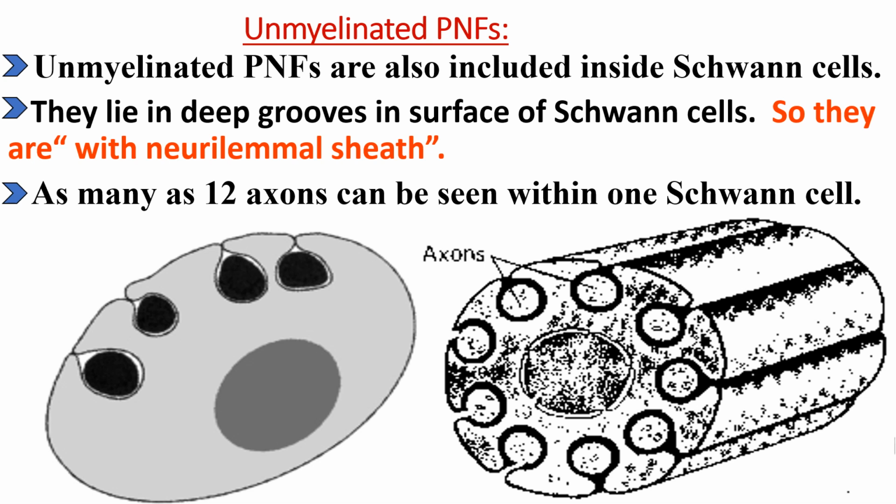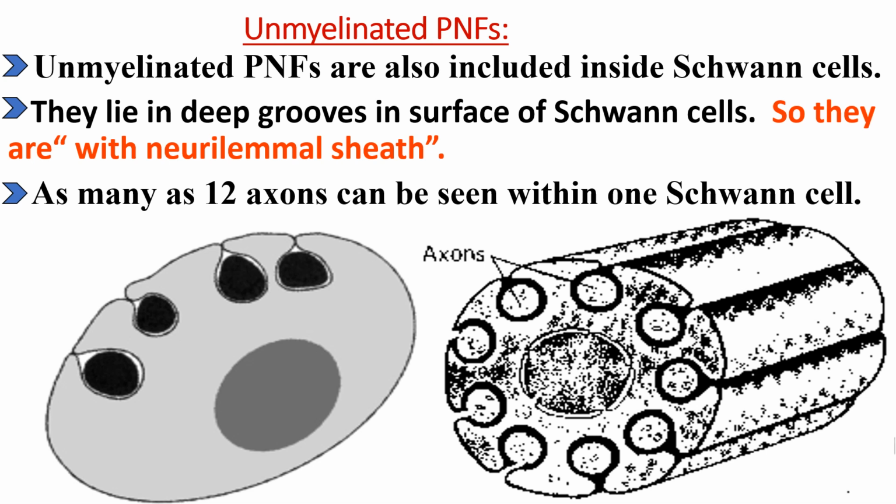Okay, we finished our discussion of myelinated peripheral nerve fibers. What about unmyelinated peripheral nerve fibers? They are also included inside Schwann cells. They lie in deep grooves in the surface of the Schwann cell. As you can see in the image, the Schwann cell has grooves on its surface. These grooves are occupied by nerve fibers.